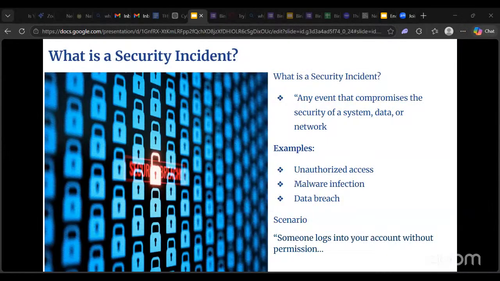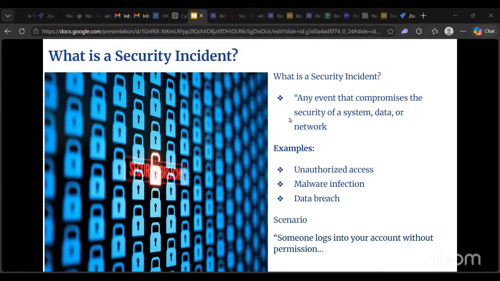An event that compromises the security of a system, data, or network. Examples are unauthorized access, malware infection, data breach. Now, let me give you a scenario. A scenario is where someone logs into your account without permission. You didn't grant a person permission to your account and the person just gained access.